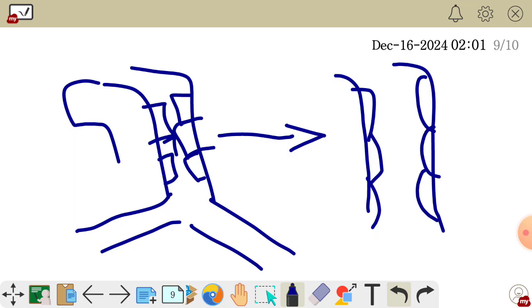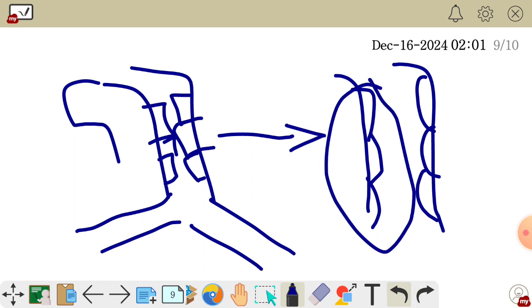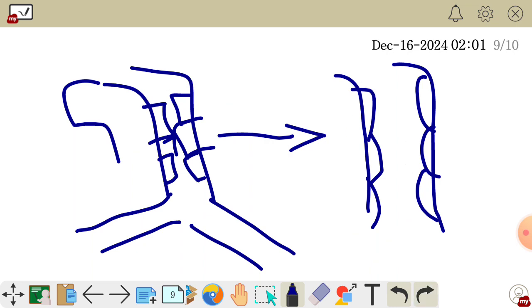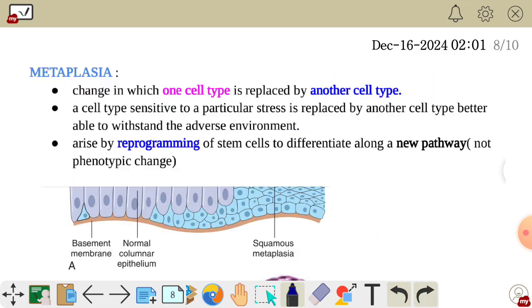This type of transformation from one cell type which is columnar in shape to a squamous form, that is what we call metaplasia. This is also seen in the esophagus during gastroesophageal reflux, where the content of the stomach, which is acidic, flows back into the esophagus.